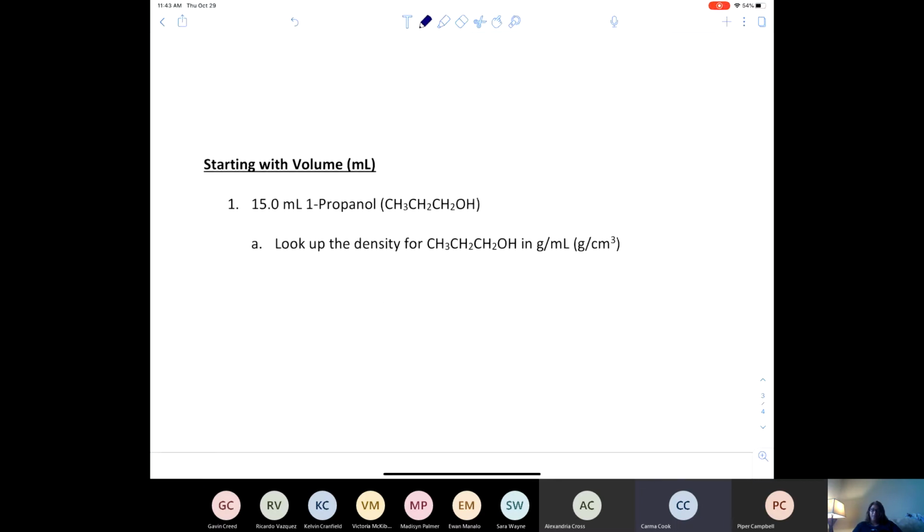So the last type of question that you'll encounter is when you start off with milliliters. So we have 15.0 milliliters of an organic alcohol compound called 1-propanol. And so what we would need to do is look up 1-propanol on the internet to find its density. 1-propanol has this formula, which is important. We need to know the formula because we also need to know the molar mass of 1-propanol.